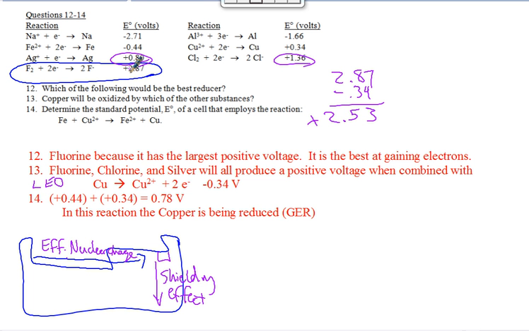Determine the standard potential, E cell, for this reaction. You just look up the values, make sure you flip around the right one. This time we are flipping the iron. Iron's going from negative 0.4 to positive 0.44. So the voltage is 0.78. This time copper's being reduced because it is stronger than iron, so it's taking the electrons.